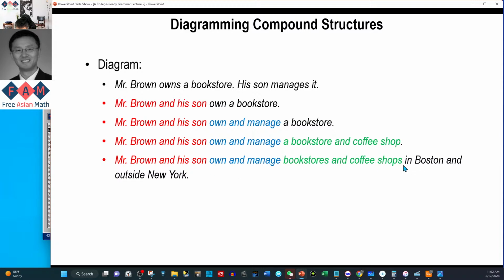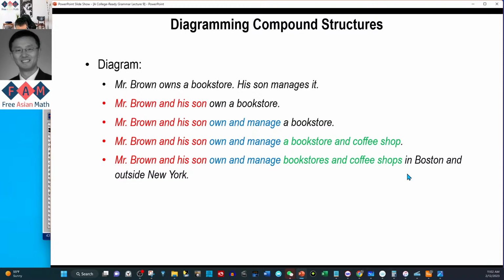This one goes even further and makes this very complicated, but logically still very simple. Mr. Brown and his son own and manage bookstores and coffee shops in Boston and outside New York. So they own a lot of businesses. And now it's unclear what this sentence exactly means.